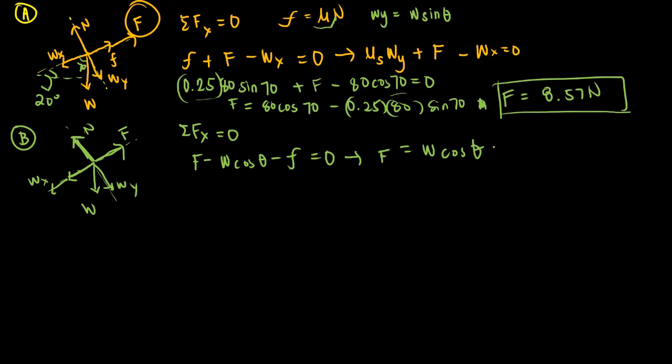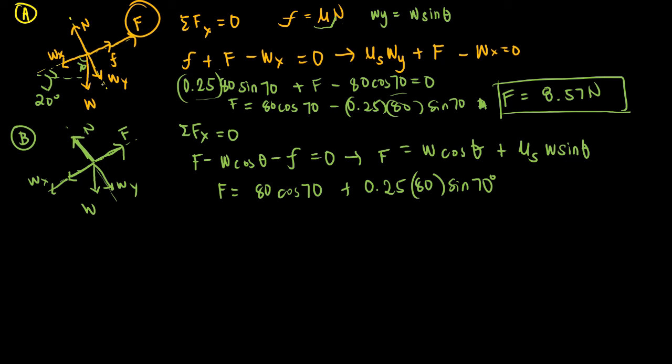Therefore, that would be plus the coefficient of static friction times our normal force, W sine theta. So, substitute the values. F is equal to 80 cosine 70 plus 0.25. Our W is 80 times sine theta, which is sine 70. So, you know why it is 70, right? It comes from here. So, calculate the value of F. That would be 46.2 Newton. So, that would be the minimum magnitude for the sled to move up.